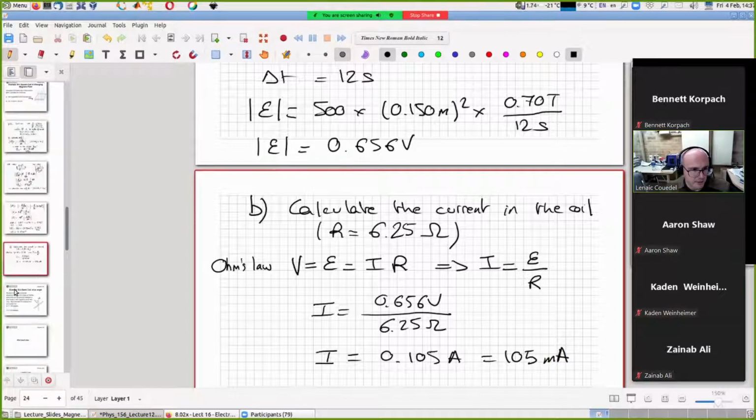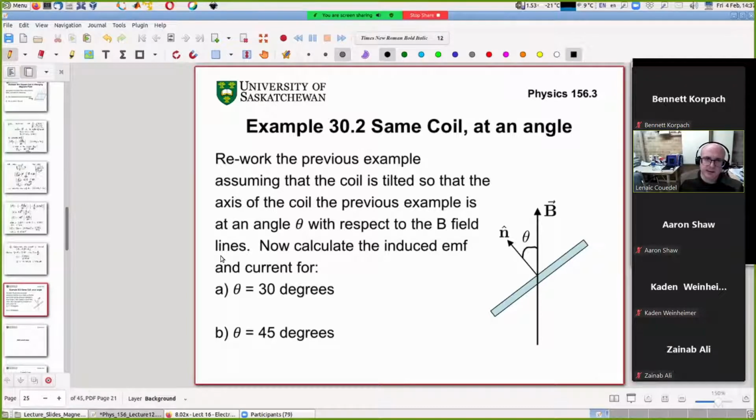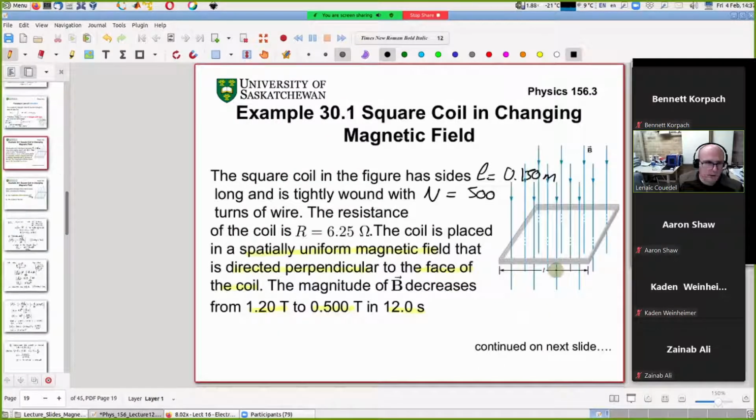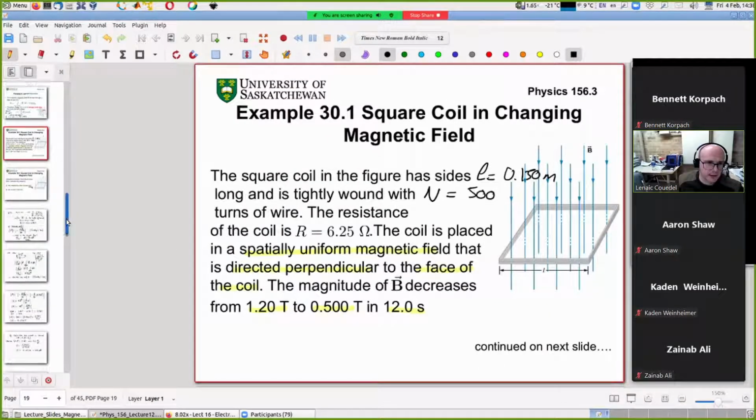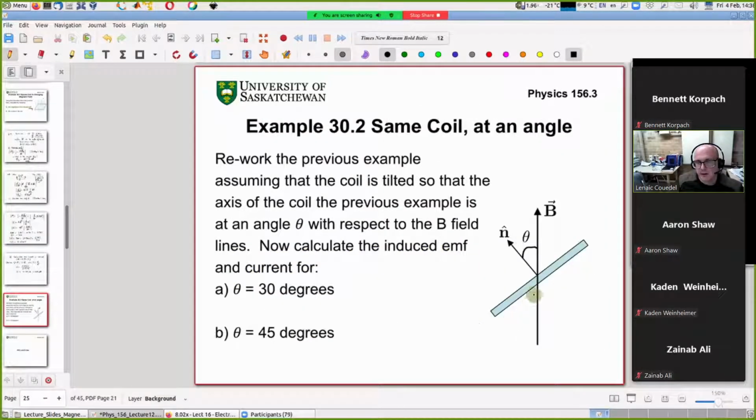All right, so now let's complicate the exercise a little bit. We take the exact same coil as was described here. The main difference now is the surface of the coil makes an angle theta with respect to the magnetic field. In case A, theta will be equal to 30 degrees, and in case B, theta will be equal to 45 degrees. So how do I need to modify the result I just got?